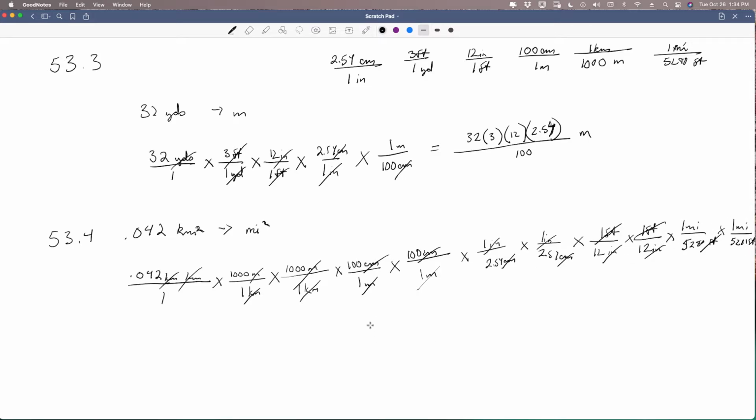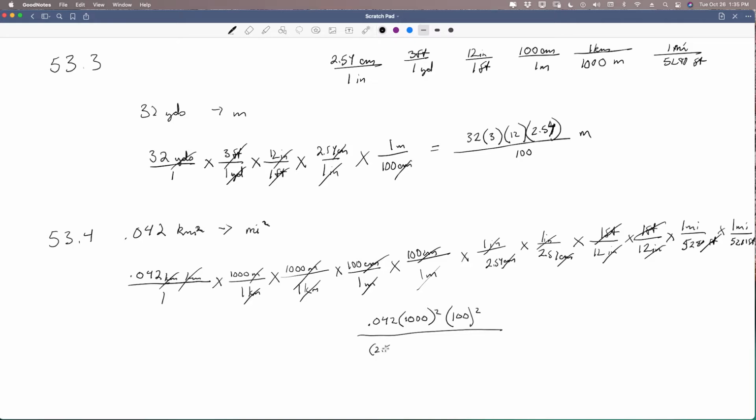So let's write it all out. We have 0.042 times 1,000, and that's squared, 12, times 100, and that's squared, 12, and we have 1s. So we don't have to write any more on the top. On the bottom, we have 1s, and then we have 2.54 squared.